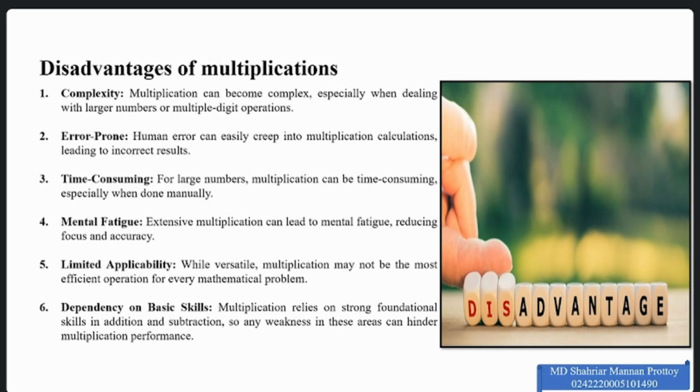Number 4. Extensive multiplication can lead to mental fatigue, reducing focus and accuracy. Last but not the least, dependency on basic skills. Multiplication relies on strong foundational skills in addition and subtraction. So any weakness in these areas can hinder multiplication performance.